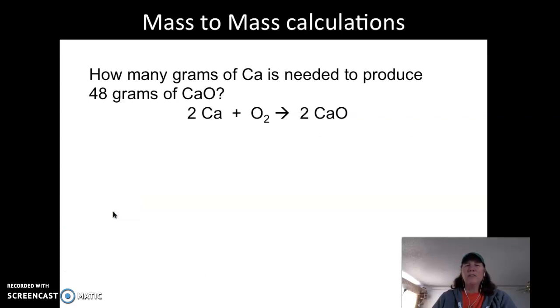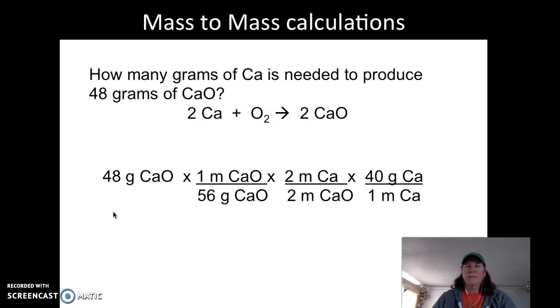How many grams of calcium is needed to produce 48 grams of calcium oxide? Okay. Write down what you know. 48 grams of calcium oxide. Before I can do anything, I have to change this to moles. Put 1 mole here. Some people want to put a 2 up here. Don't do that, you guys. Don't use this equation except for when you do your mole ratios. This is the only time you use it. So these are always 1 mole.